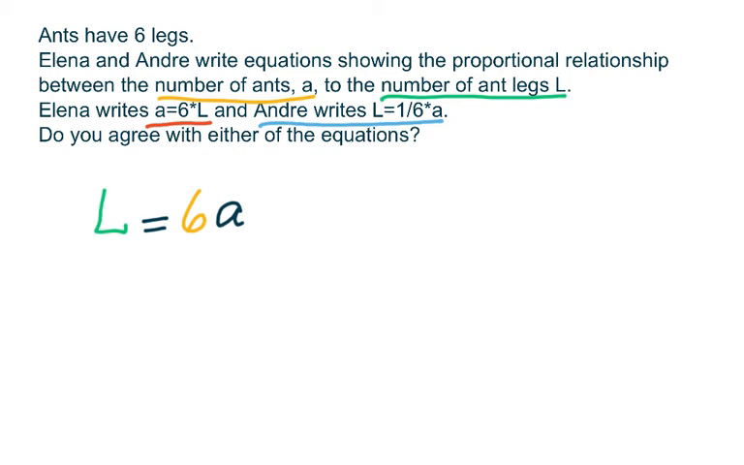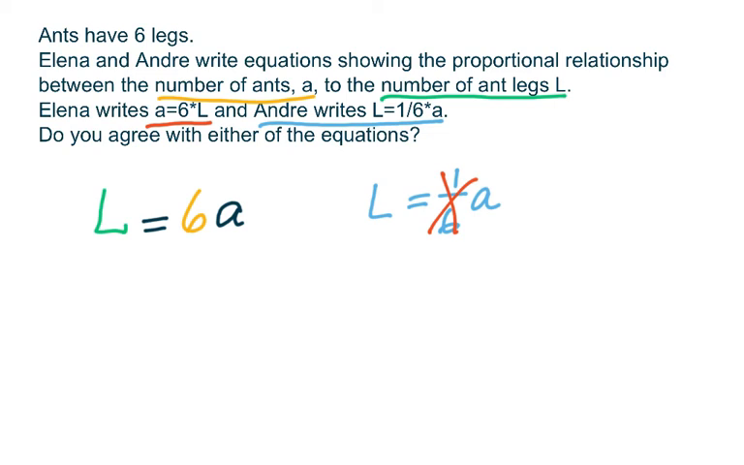When I looked at the equations that were written here, I was particularly looking at Andre's, because he wrote one that started with L equals, but he wrote L equals 1/6 times A rather than 6 times A. So his says the number of legs is equal to 1/6 of the number of ants, but that's not true. What you needed to do is actually multiply by 6, because every ant has 6 legs. So to find the number of legs, you need to multiply by the number of ants. So Andre is not correct. Elena is also not correct.